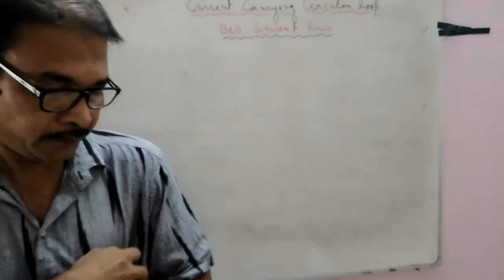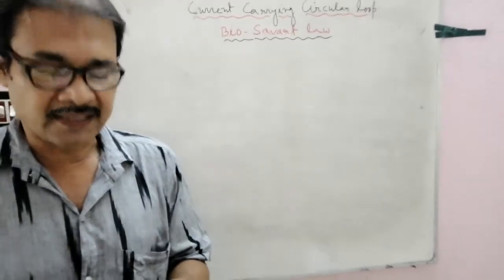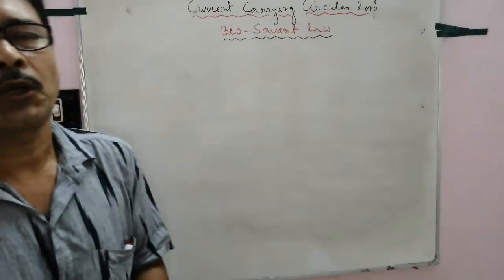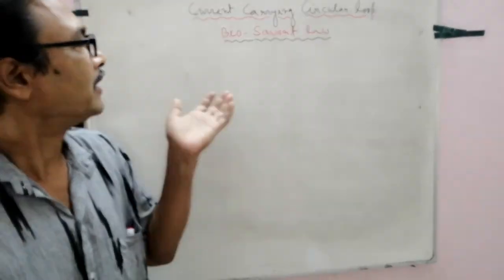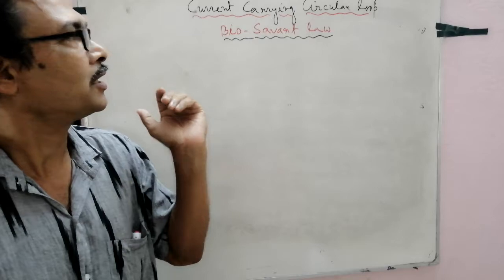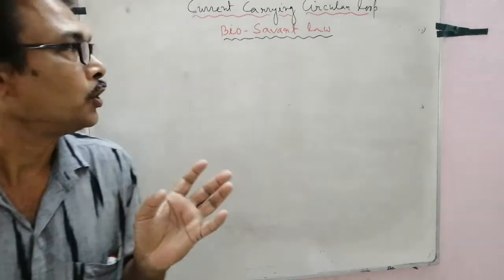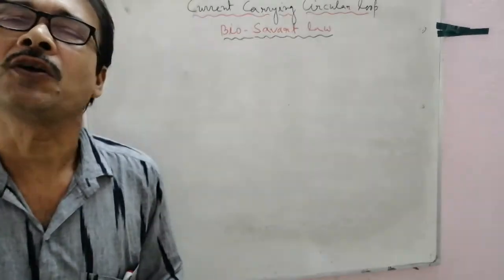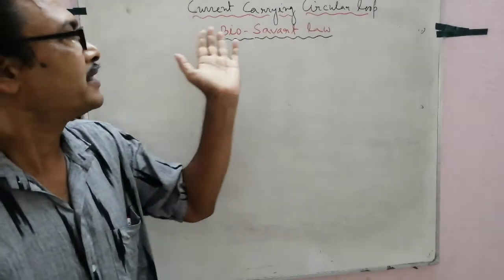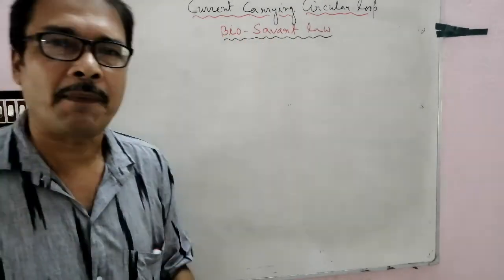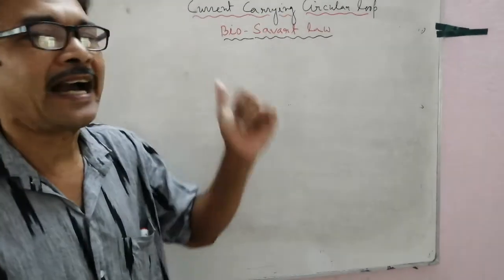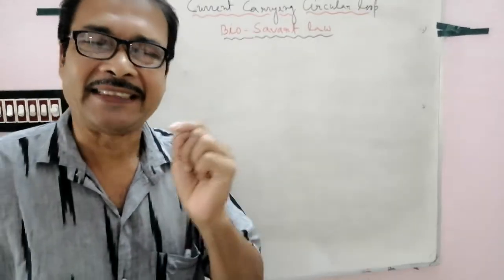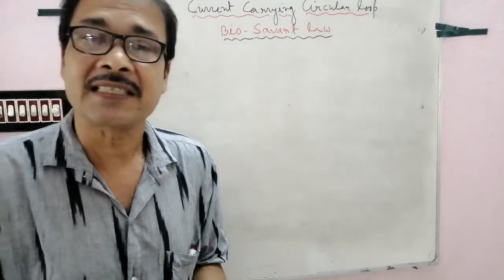Hello student, in my last class I discussed Biot-Savart law and its application, and with the application of Biot-Savart law we found out the magnetic field due to a long current carrying conductor. Today I shall discuss the application of Biot-Savart law for a current carrying circular loop. We have to find out the magnetic field at the center of a current carrying circular loop.